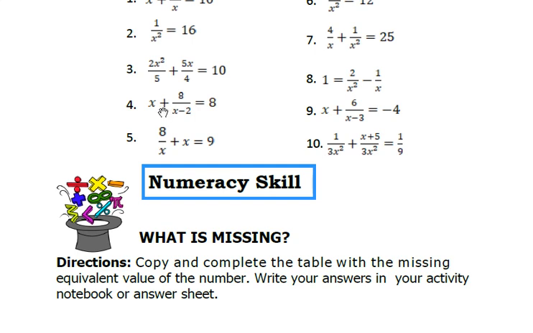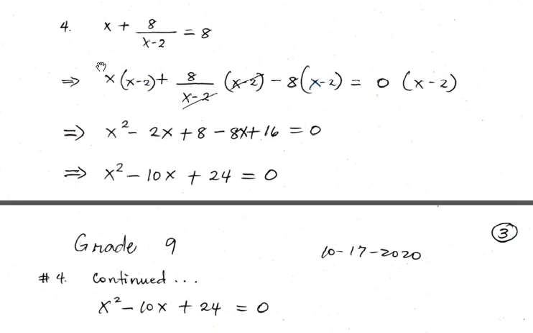We have x plus 8 over x minus 2 equals 8. Solution. We have here x, and the next term is a fraction with a denominator of x minus 2 equals 8. So the LCD is x minus 2. Multiplying each term of the left-hand side of the equation by the LCD. And so with the right-hand side, we have to multiply it by the LCD.